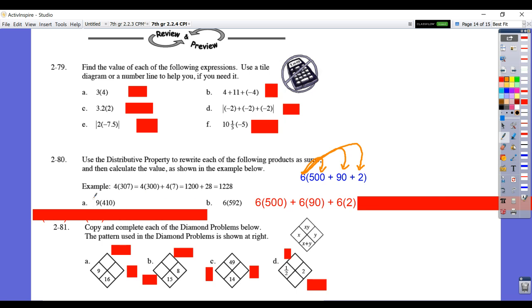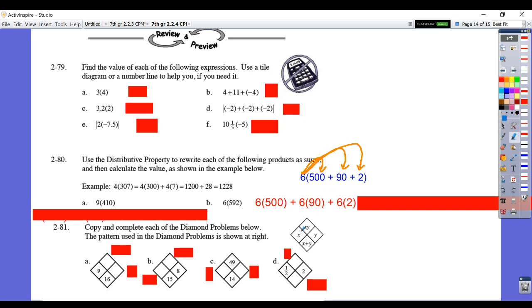Same concept with A. You would break that into 9 times 400 plus 10, and then use distributive property. And again, they give you an example up here as well. For 281, you're going to copy and complete the diamond problems. Now, for the diamond problems, what this is telling you off to the side here is that this is the general rule with diamond problems. You've worked a little bit with them in the past, but not a lot.